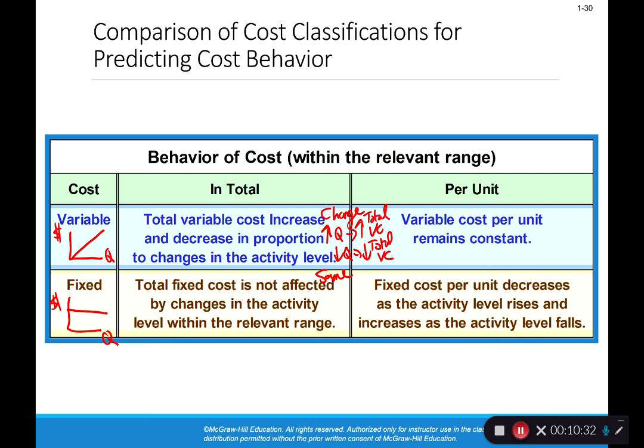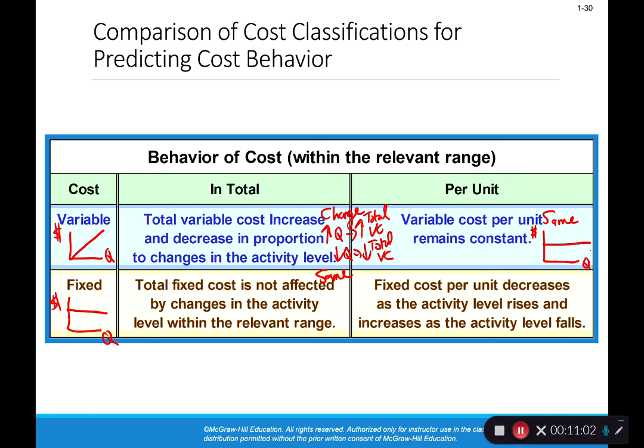So variable cost change in total. So what's the opposite on a per unit? They'll stay the same. So the picture is going to look like a flat line, like the fixed cost. So the example I gave was like the cost to print at UNH being 10 cents a page. So that doesn't change. It stays the same on a per unit basis. 10 cent, 10 cent, 10 cent.